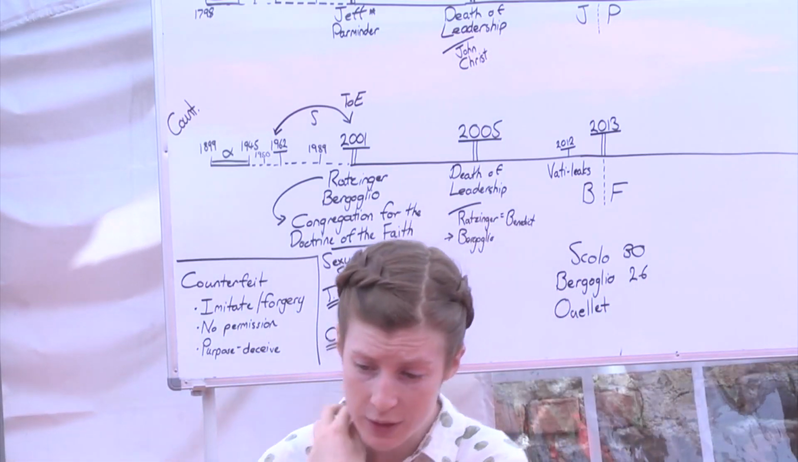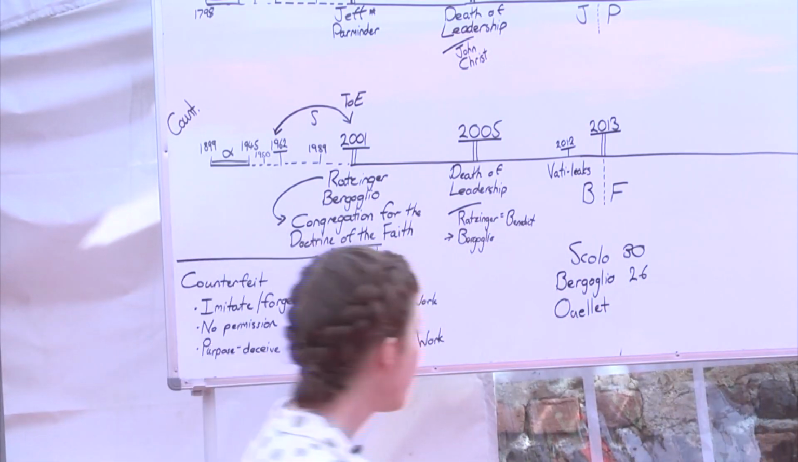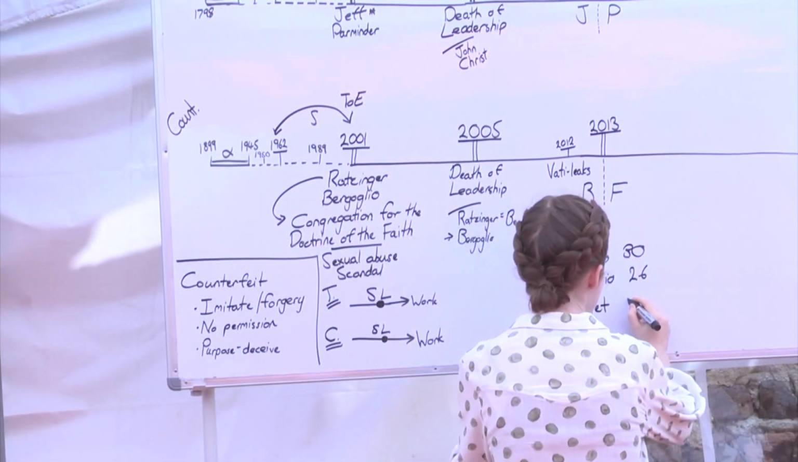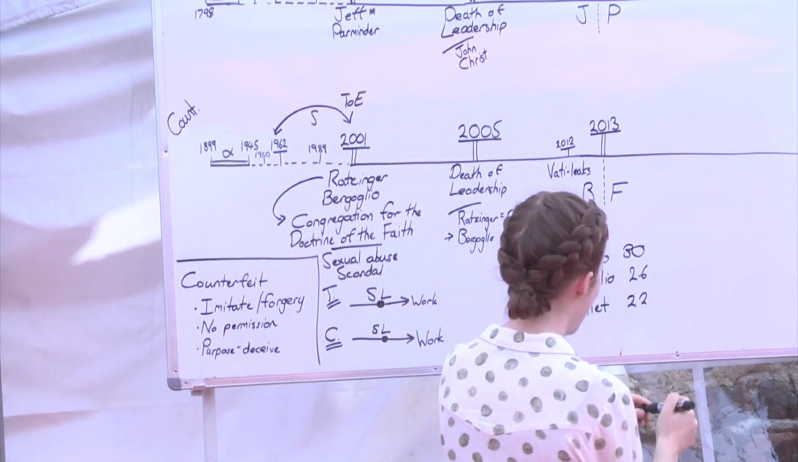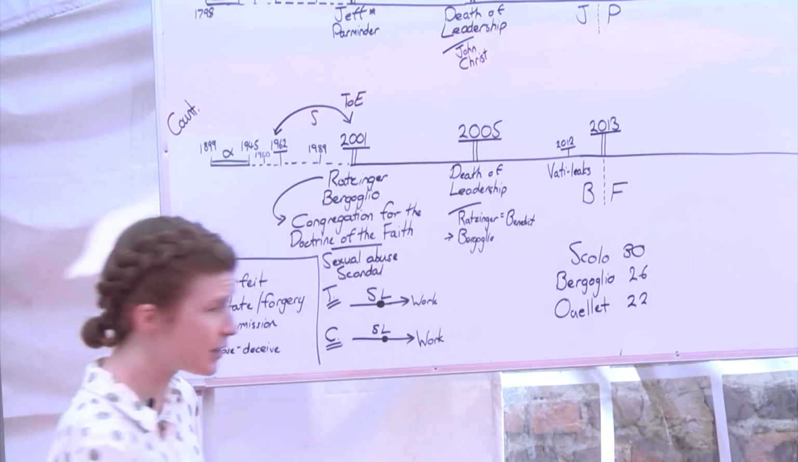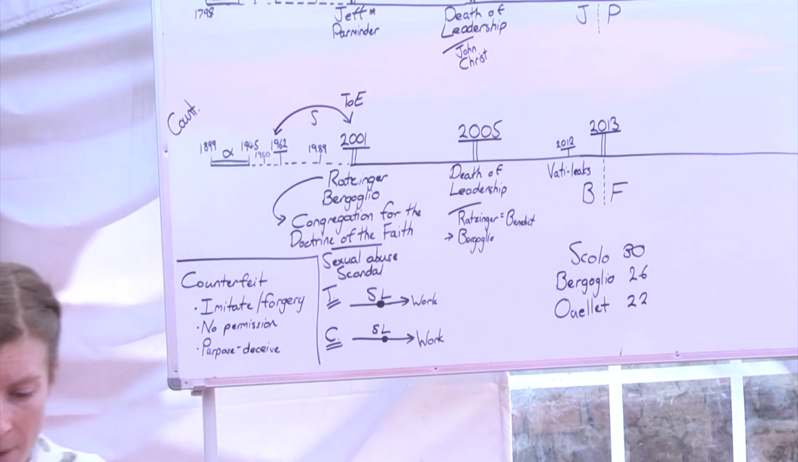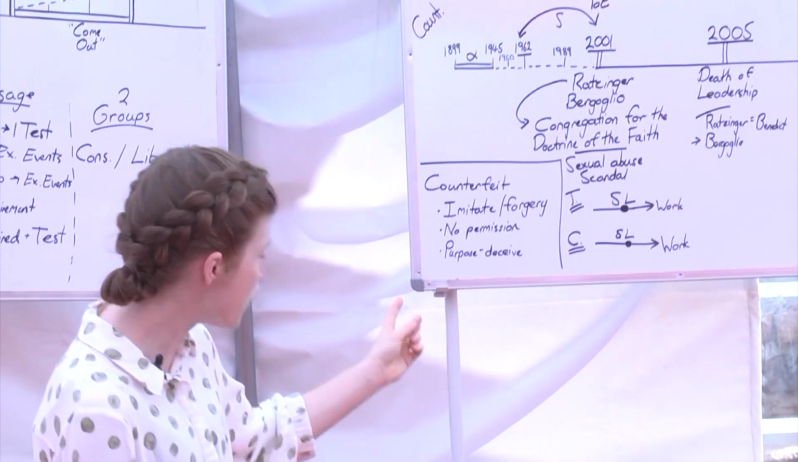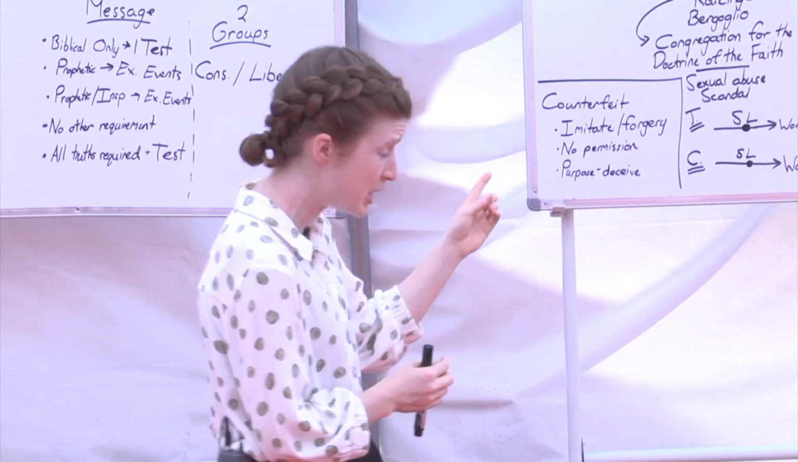Scolo, 30 votes. Benedict, 26 votes. Ouellette, 22 votes. So these were the 3 front runners in the 2016 first vote. Scolo won that first vote, but by not a high enough percentage to win.